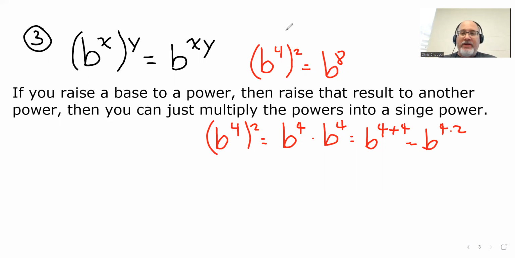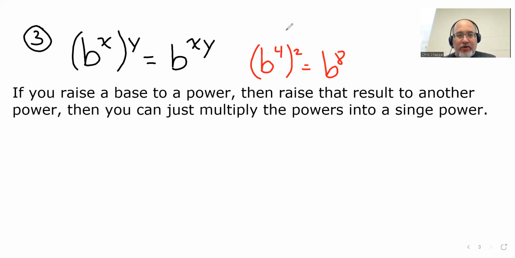You could also write out all the b's, count them, and say, hey, I have 2 groups of 4 b's for a total of 8 b's. All right, let's go ahead and put a line under that so we don't run into it with the next rule.